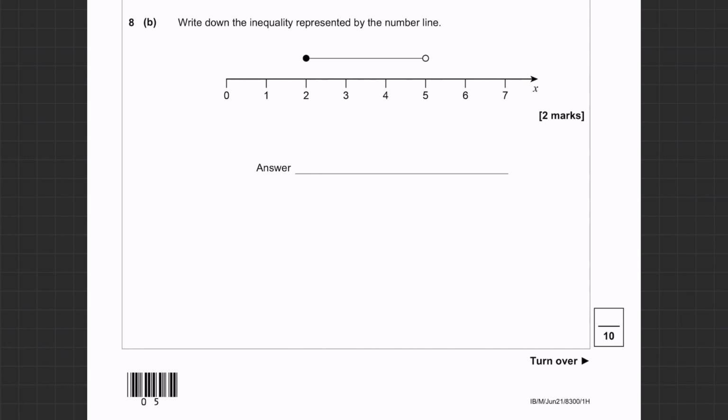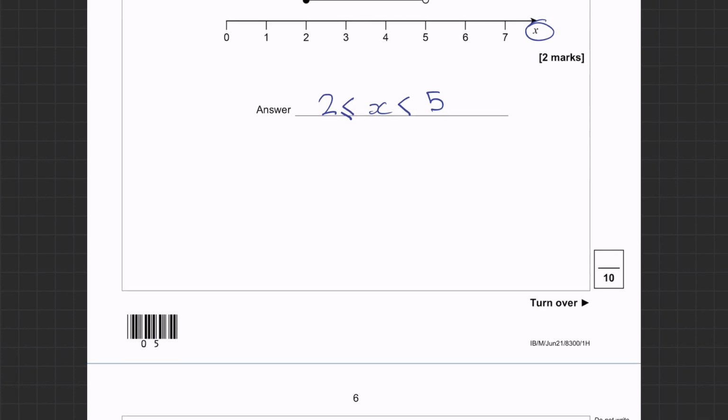Write down the inequality represented by the number line. Well, we've got two values. We've got 2 and we've got 5. And it's the value of x. We now need to determine which symbols we use. Well, this dot is filled in, so this is going to mean that x is greater than or equal to 2, and this dot just means that x will be less than 5. It doesn't include 5 because the dot isn't filled in.